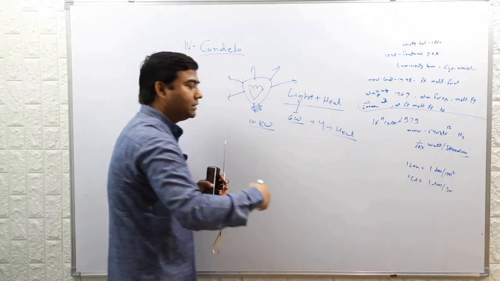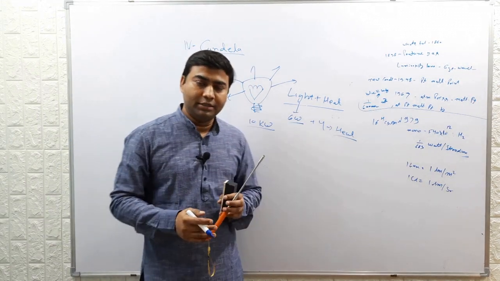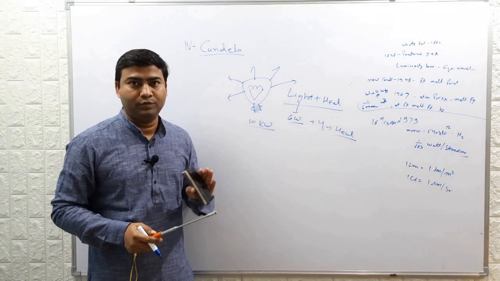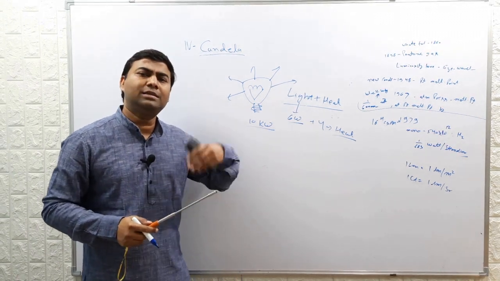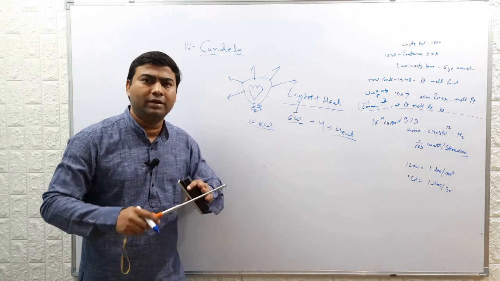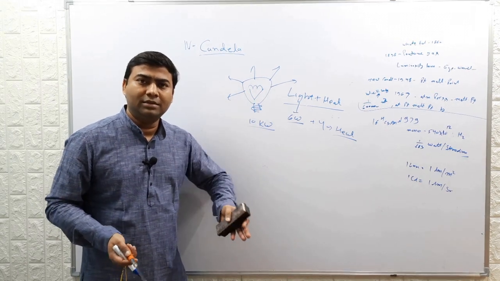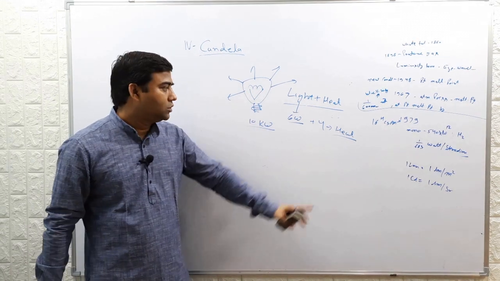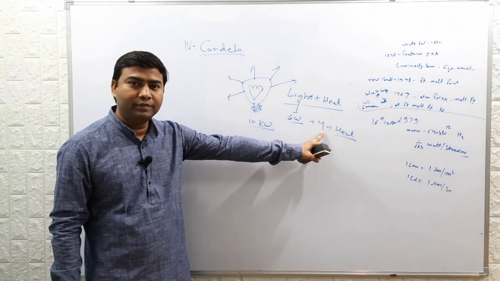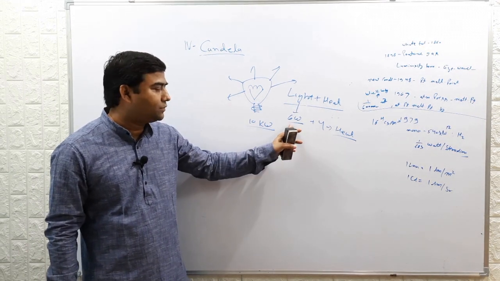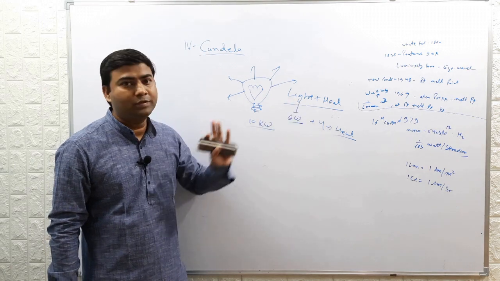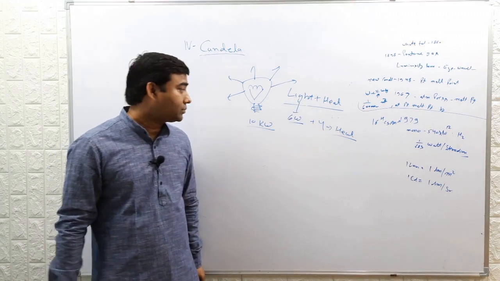Heat means that is also electromagnetic radiation, but it is not visible to our eyes. It is some other range. There are other ranges of electromagnetic radiation except the visible range. So 4 watt is heat, it is not visible, and 6 watt is light, that is visible to our eyes.